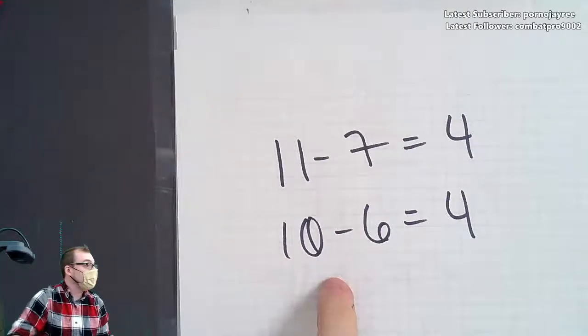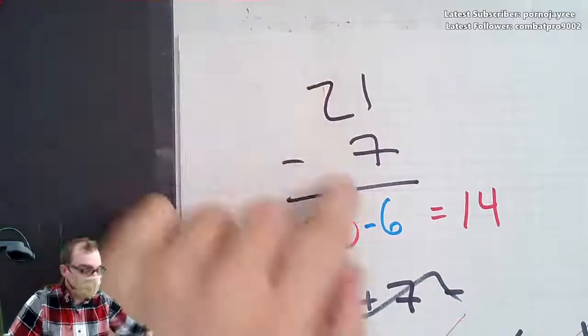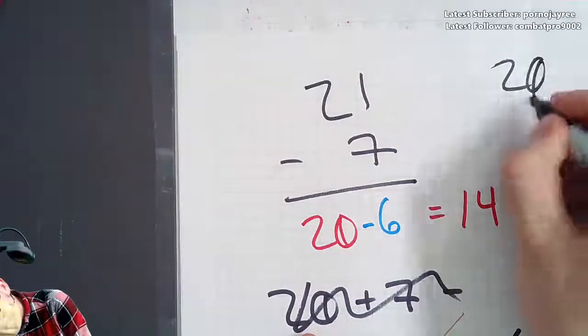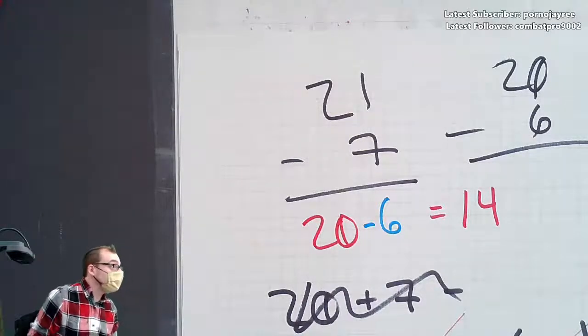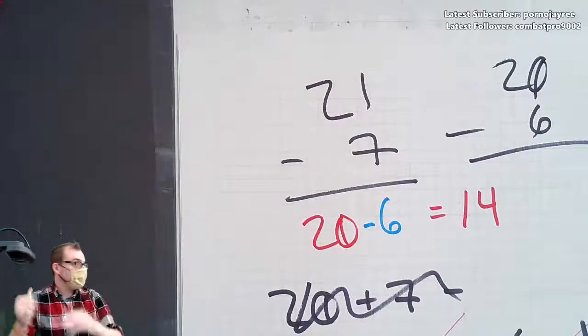This is a way easier problem. 21 minus 7 is the same thing as 20 minus 6. Way easier problem. It's 14. This is called shifting. Another way to think about it.